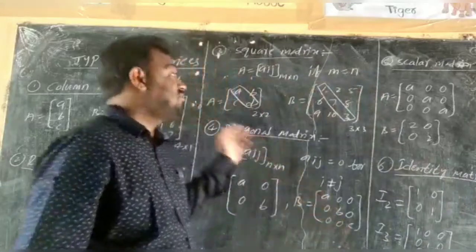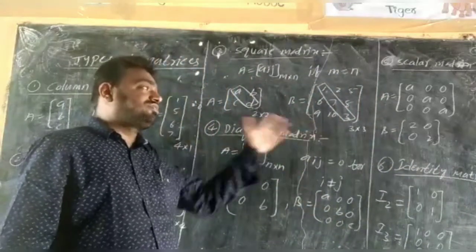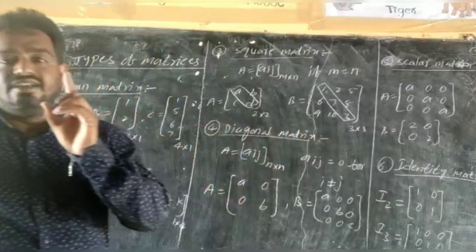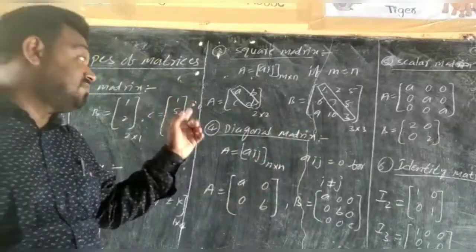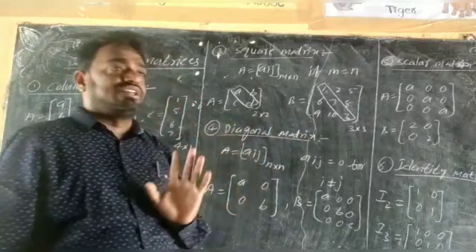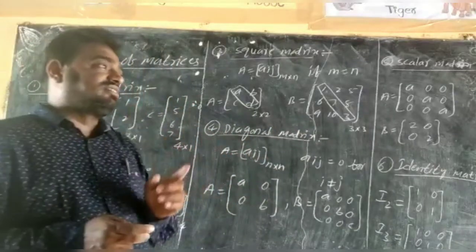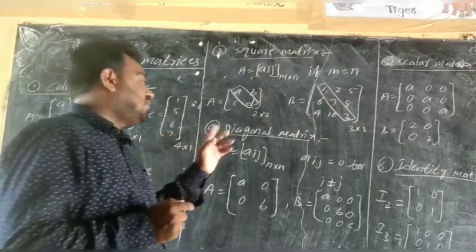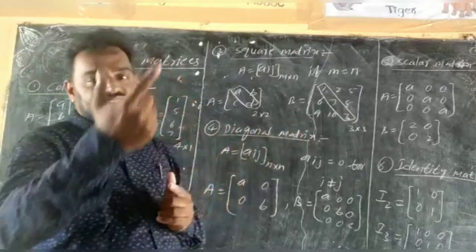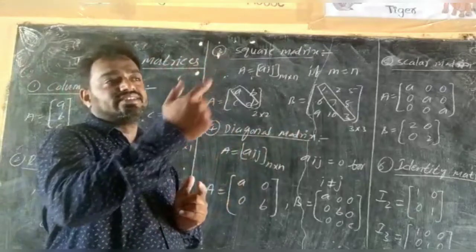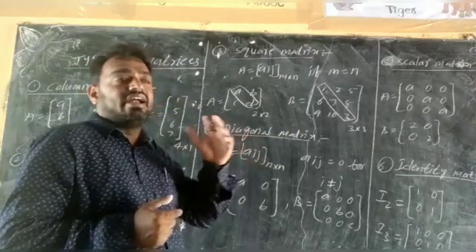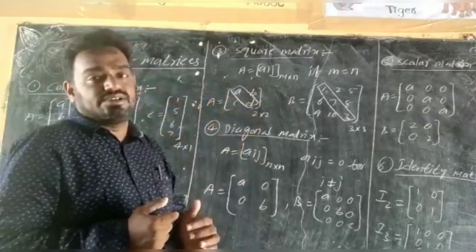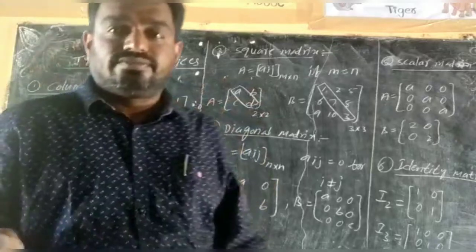So these types of matrices are very important. From these types of matrices, they ask one question for 1 mark, from the definition zone. For example, they ask: define diagonal matrix and give one example. So we need to remember the definition and, at the same time, the example also. Okay.